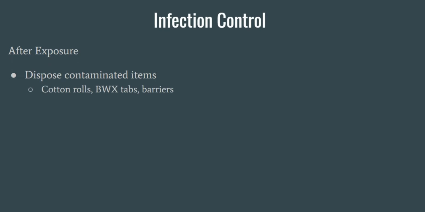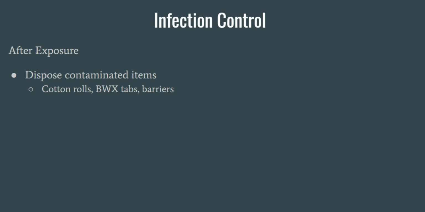And then after exposure, there are still some guidelines that need to be followed. Dispose of all contaminated items. This can include cotton rolls, bite wing tabs, barriers, paper towels, anything that needs to be disposed of. Throw it away immediately so it is not moved to another space.